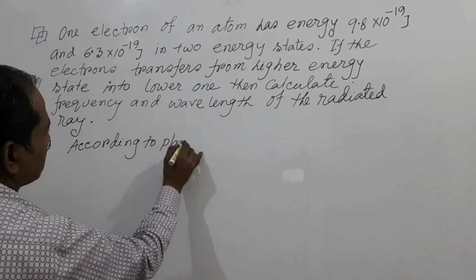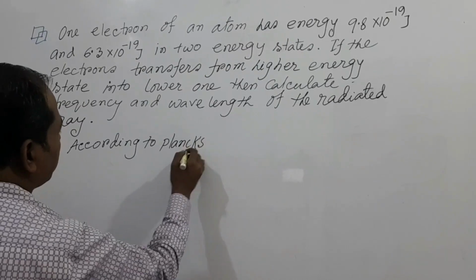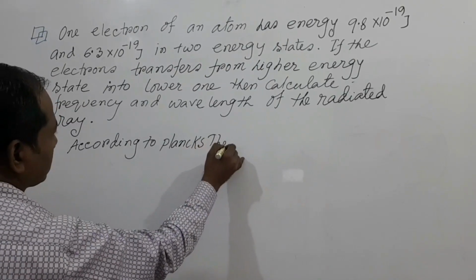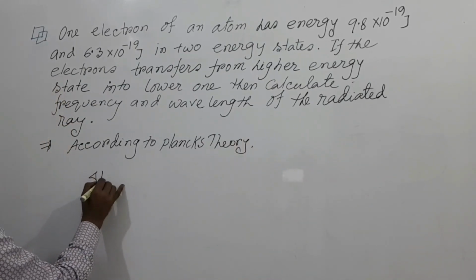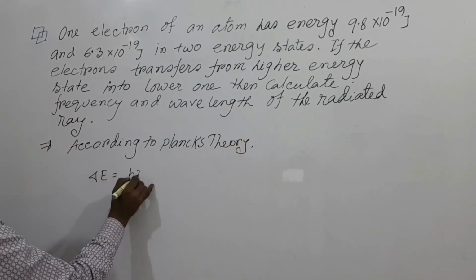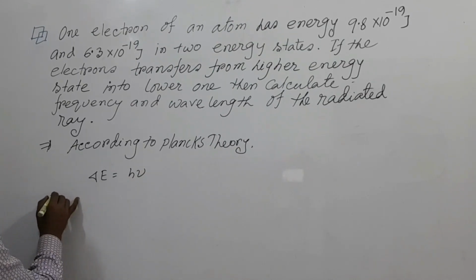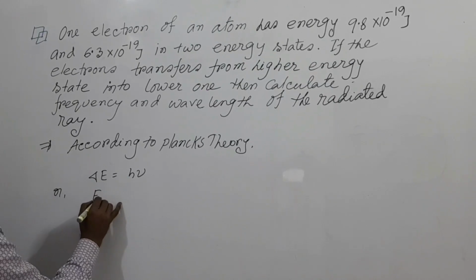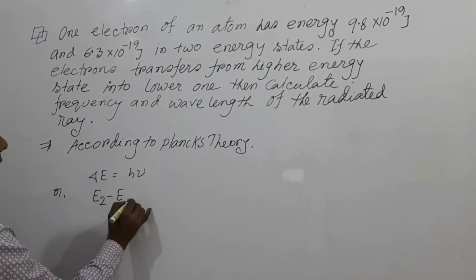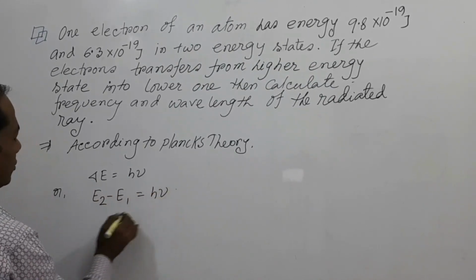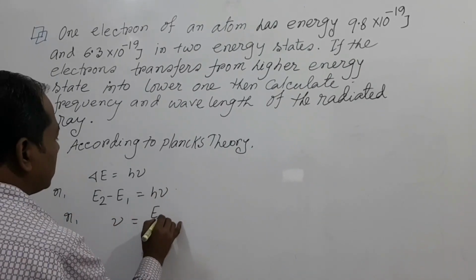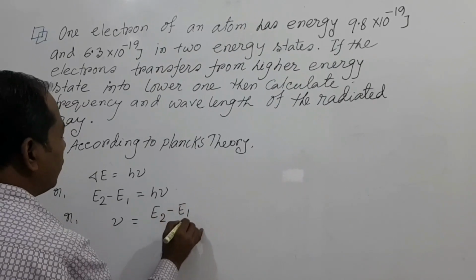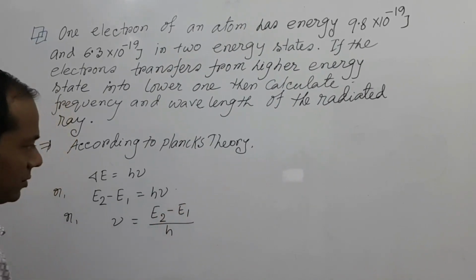Planck's theory, we can write del E equal to h nu. Now we know that del E equal to E2 minus E1 equal to h nu, or nu equal to E2 minus E1 divided by h.